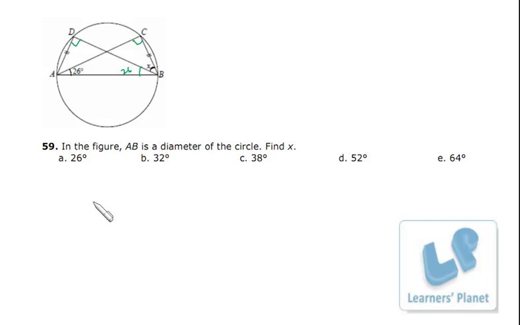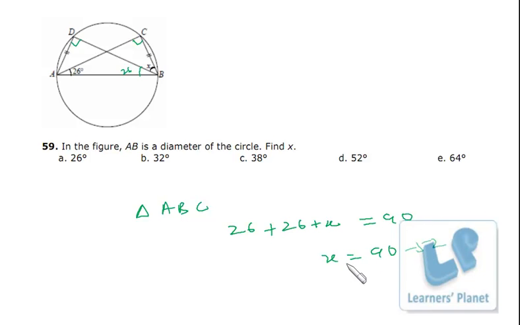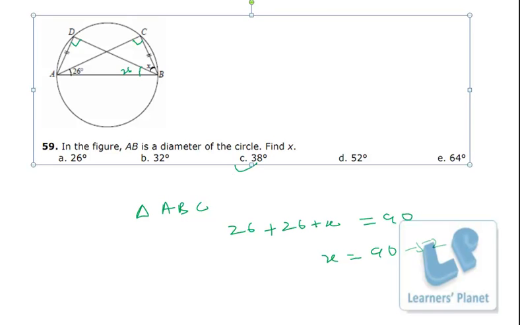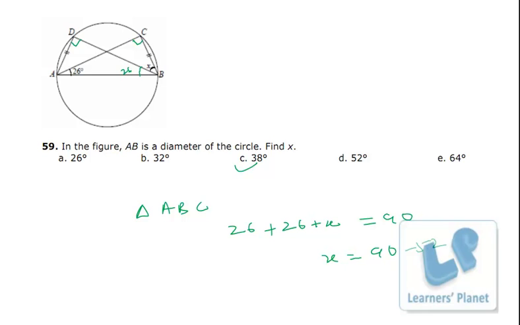Now if we see triangle ABC, 26 plus 26 plus X plus 90 is equal to 180. That means 26 plus X must be 90. So X is equal to 90 minus 52. So that's 38. Okay. So a simple concept we have used over here. If two triangles are congruent to each other, their corresponding angles are equal, right?